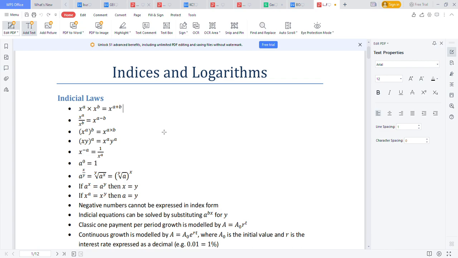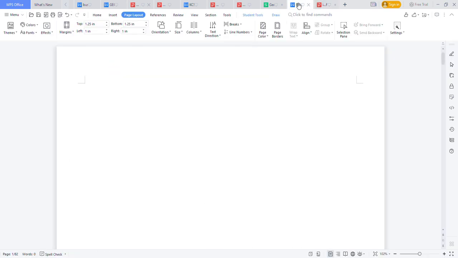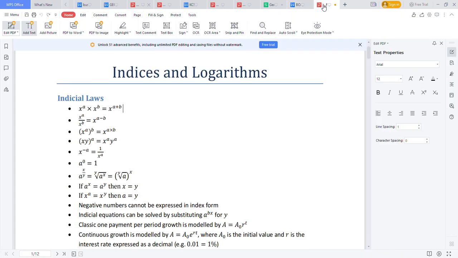So the first topic you're going to start with is the indices. Before you tackle any question of indices, you must know the laws of indices, and I am going to explain every law. Then I'm going to give you an elaboration. This is going to act as my board, and this is going to act as my note, where I'm going to explain everything to you.